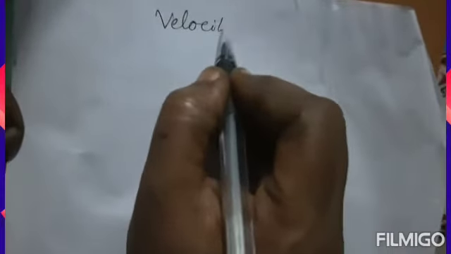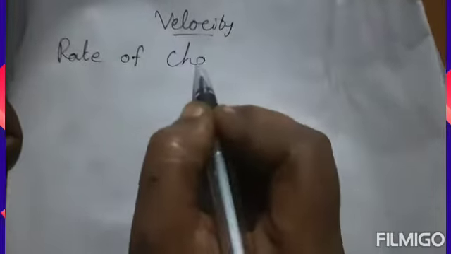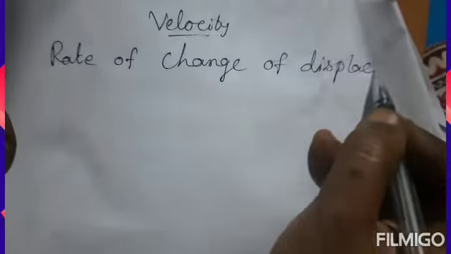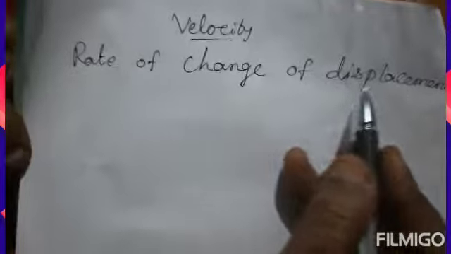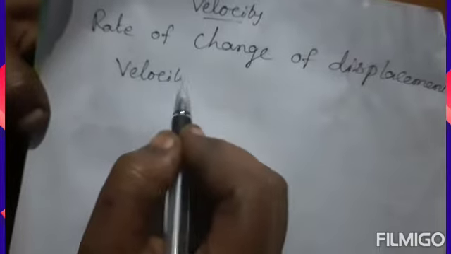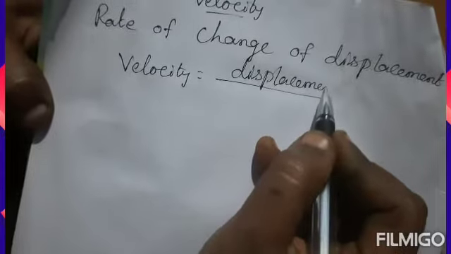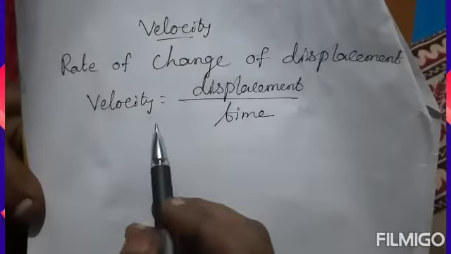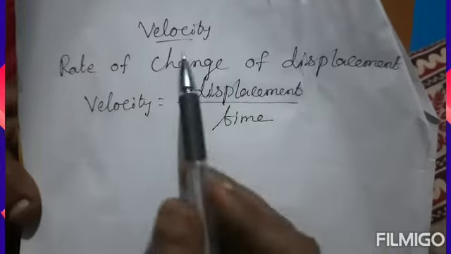Velocity. Rate of change of displacement is called velocity. So what is the definition for velocity? Rate of change of displacement is called velocity. What is the formula for velocity? Velocity equal to displacement divided by time. This is the formula for velocity. What is the formula for velocity? Displacement divided by time. Now the definition is rate of change of displacement is called velocity.